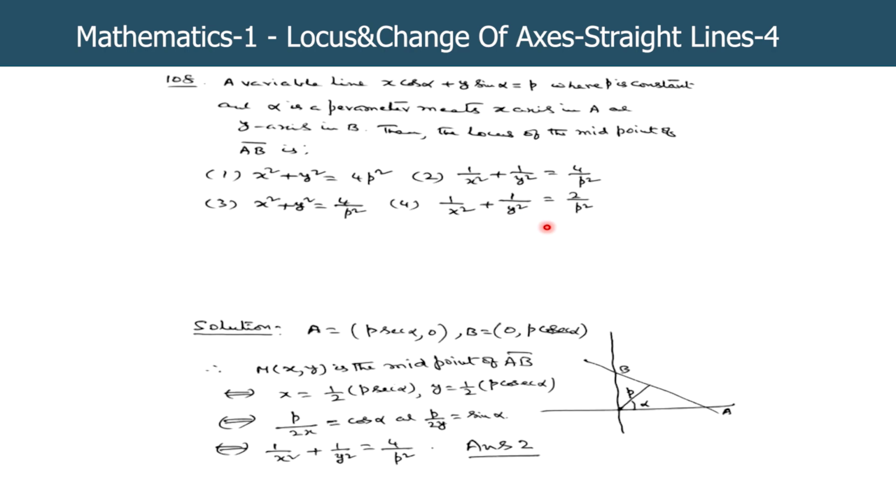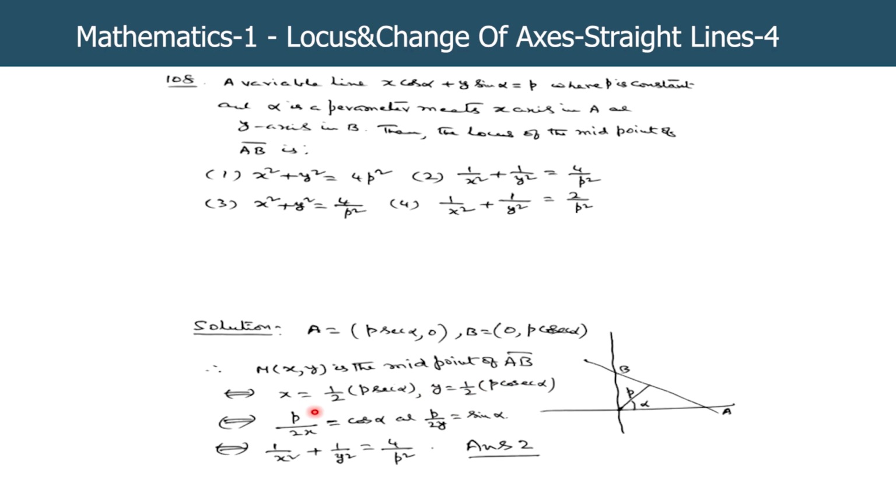Now you know that the x and y intercepts of the given line are A, p secant alpha comma 0, and B, 0 comma p cosecant alpha. They are the x and y intercepts. Since M is the midpoint of AB, x is equal to half p secant alpha and y is equal to half p cosecant alpha.